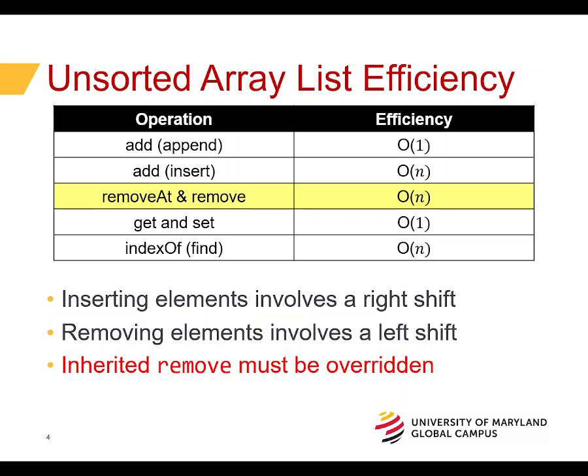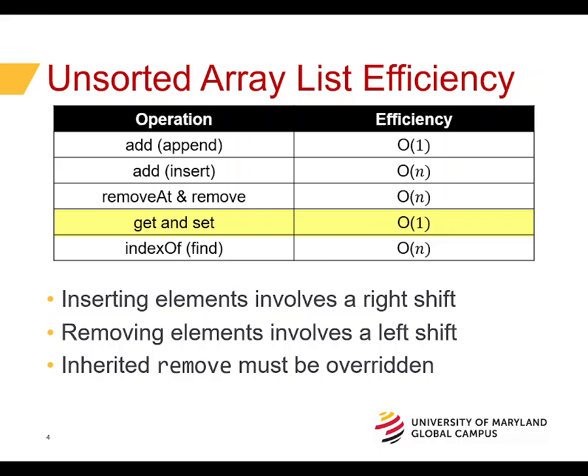The unsorted array collection contains a remove method that specifies the element to be removed, but it simply replaces the removed element with the last one in the list. That approach does not preserve the position of the elements, so it must be overridden so that once it locates the position of the element, it calls the remove method that shifts the elements.